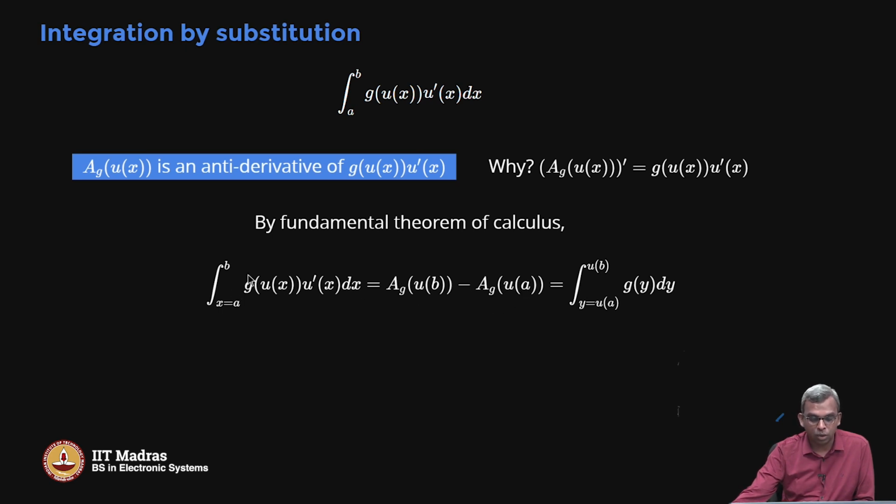Why? Because this whole antiderivative is AG of u of x. So, what does the fundamental theorem of calculus tell you? The antiderivative evaluated at x equals b, that is this guy, minus the antiderivative of this guy evaluated at x equals a, and that is AG of u of a. That is it. So, the difference of these two is what this integral is.